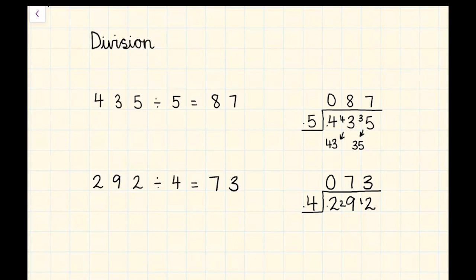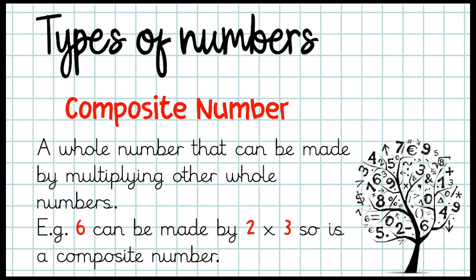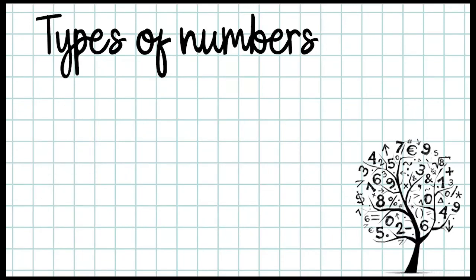The first thing that we need to do in order to work out which method we're going to use is look at what type of number the divisor actually is. We have got two different types of numbers. We've got composite numbers and we've got prime numbers. A composite number is any whole number that can be made by multiplying other whole numbers together. So for example, 6. 6 can be made by multiplying 2 and 3 together, so it's a composite number. A composite number is a number that has got more than two factors.